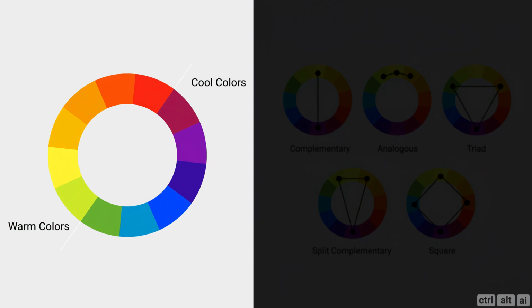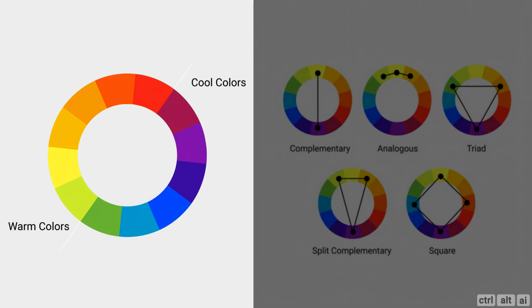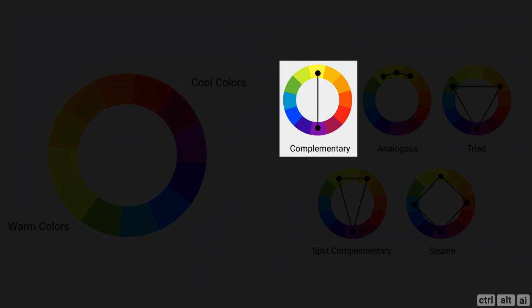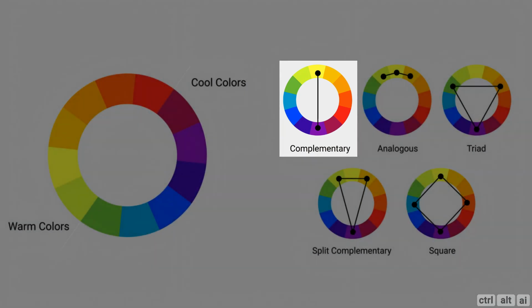At the same time, cool colors are those in the green, blue, and purple families. A complementary color scheme is a color harmony consisting of two colors opposite to each other on the color wheel. This combination creates a strong visual contrast and can make the colors appear more vibrant. Complementary color schemes are often used in design, art, and fashion to create visually striking and balanced compositions.